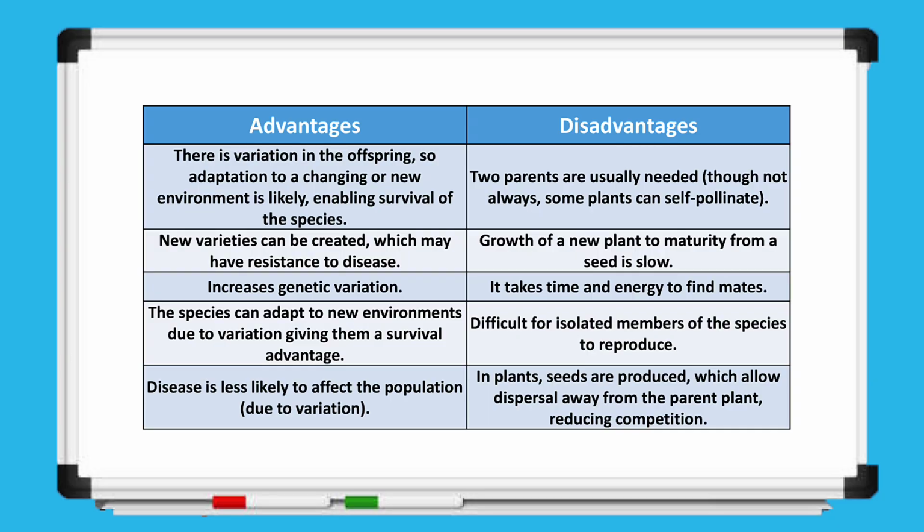Whereas, the disadvantages are that usually two parents are needed, though some plants can self-pollinate. Growing a new plant from a seed to maturity is a slow process. Finding a mate requires time and energy, making reproduction difficult for isolated individuals. However, in plants, seeds allow dispersal away from the parent, which reduces competition among offspring.